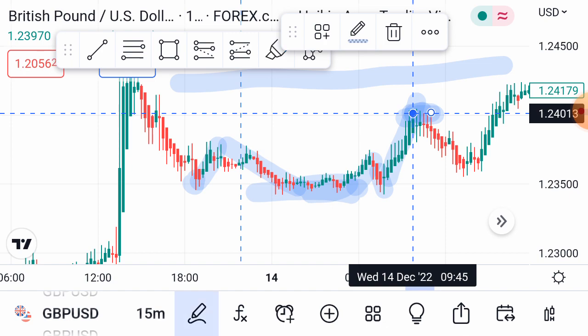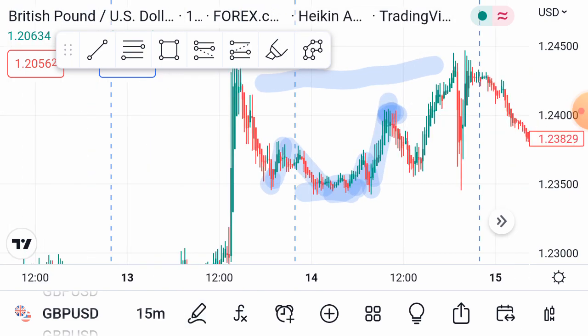Now I'm still going to show you other examples. Now, as you can see, when price came into this level, let me just clean up this chart.